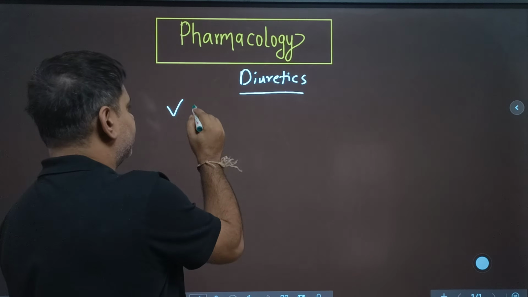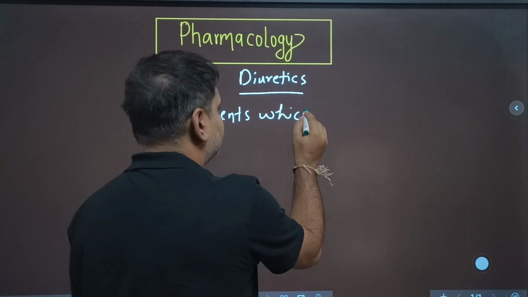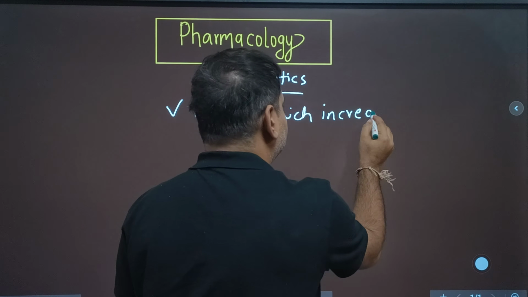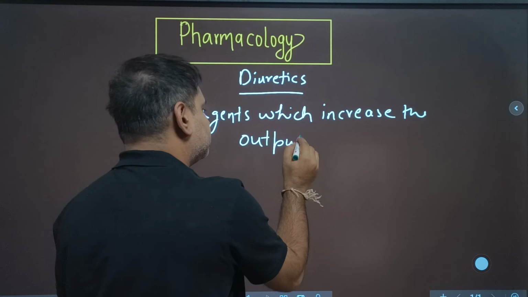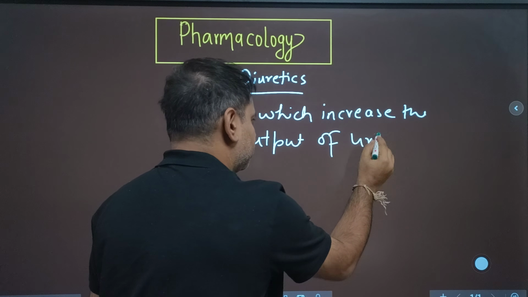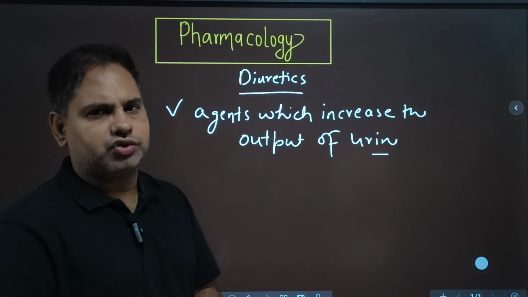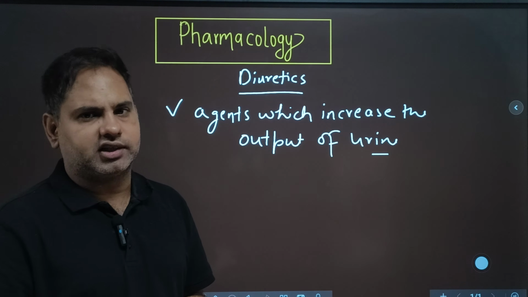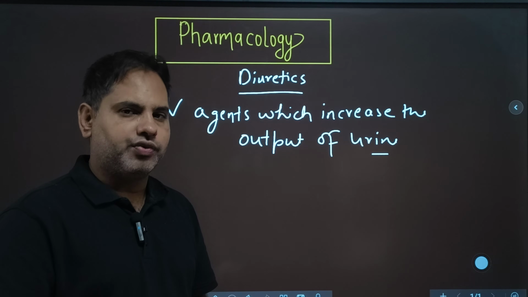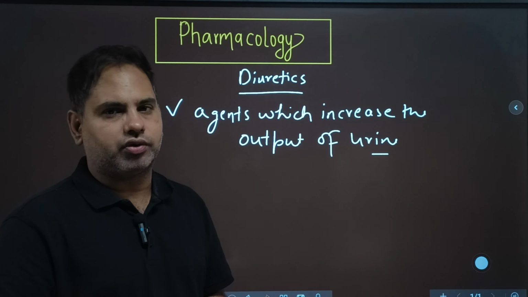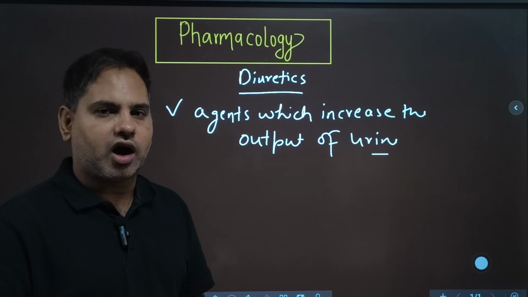Diuretics are those agents which increase the output of urine. So, the drugs which increase the output of urine, we call diuretics. Diuretics are useful in various cardiovascular disorders like in CHF where edema is formed. We give diuretics in hypertension where you want to decrease preload as well as afterload. So, diuretics are those agents which increase the output of urine.